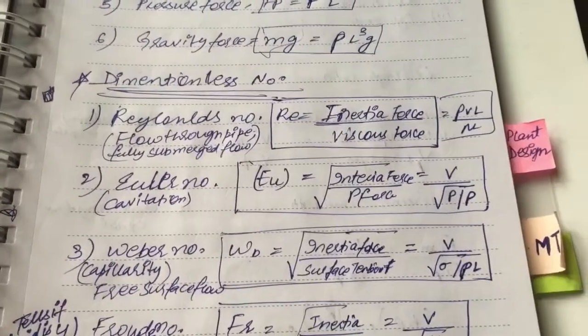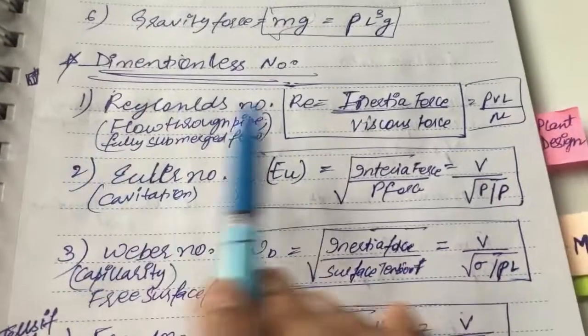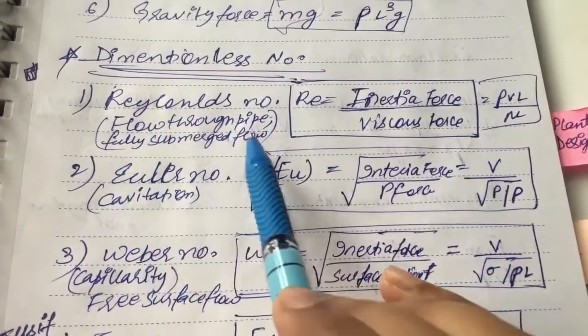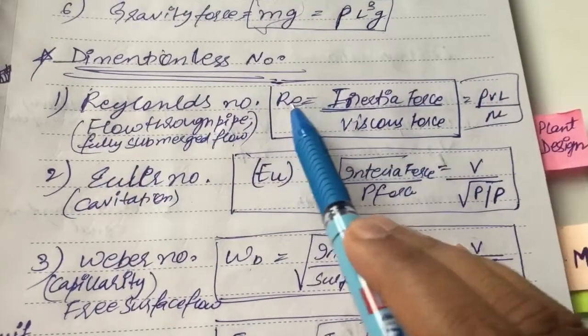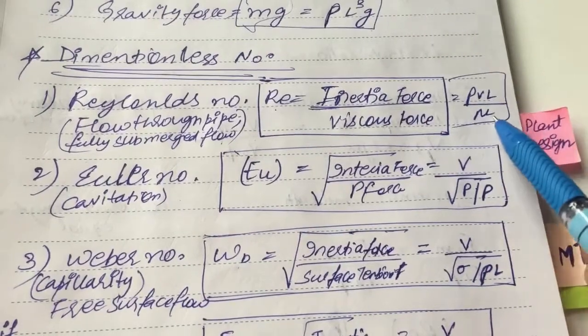And then we have dimensionless numbers. A few dimensionless numbers are there. First is Reynolds number. It is used for flow through pipe and fully submerged flow. Re is inertia force by viscous force, given as rho LV by mu.